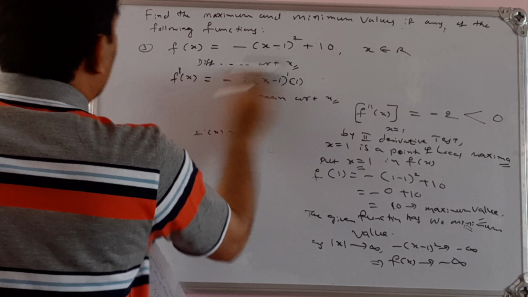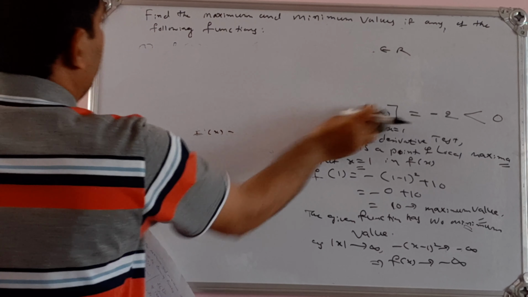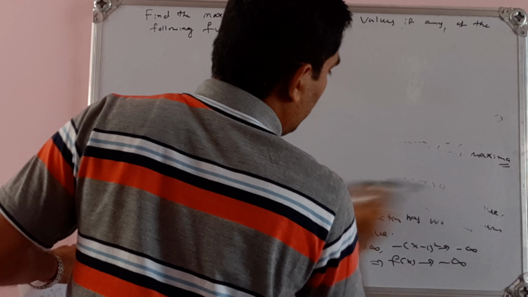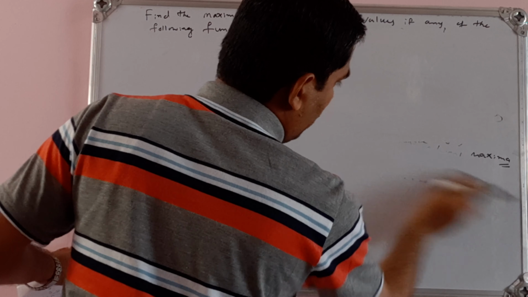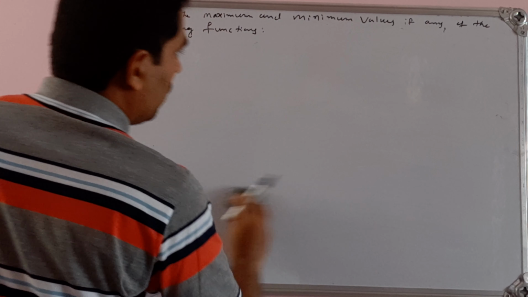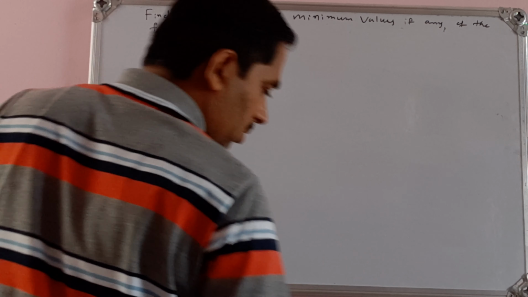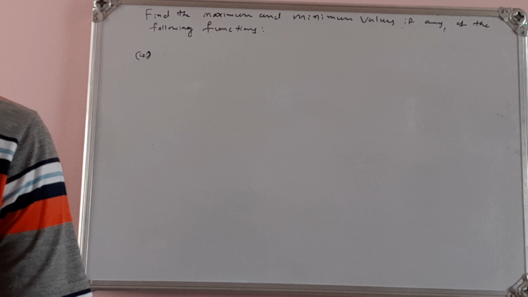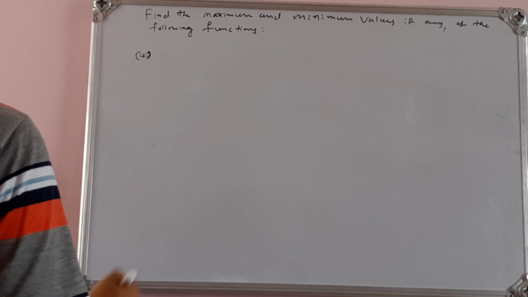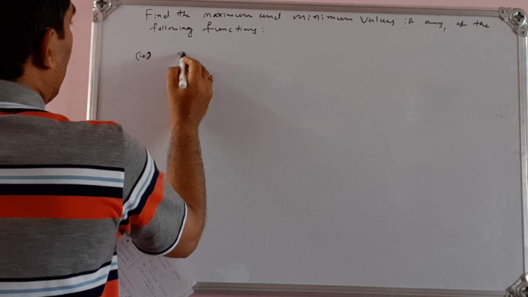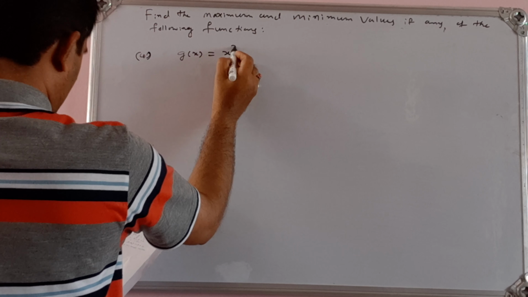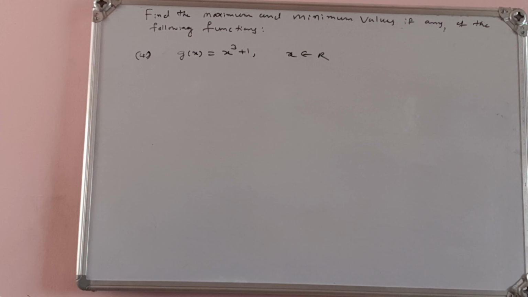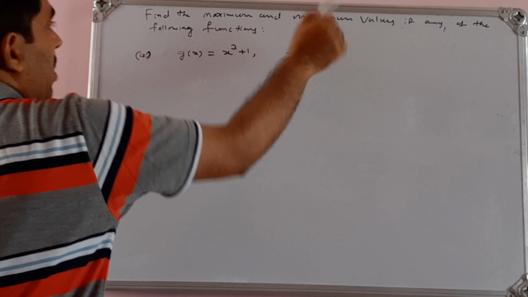Let me consider the fourth example. The function is g of x is equal to x cube plus 1, x belongs to real numbers. Let us find the maximum and minimum value.